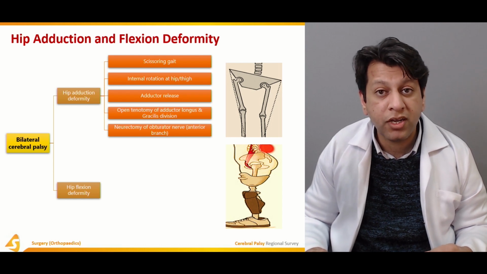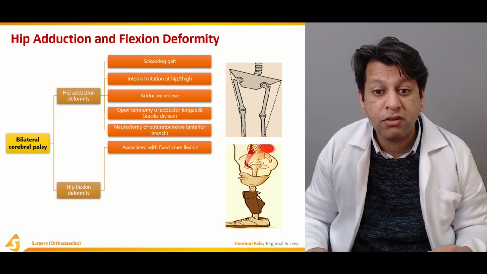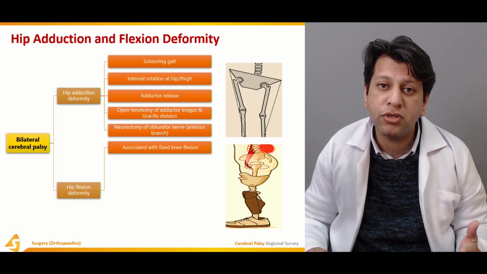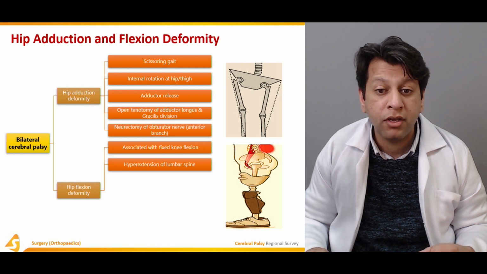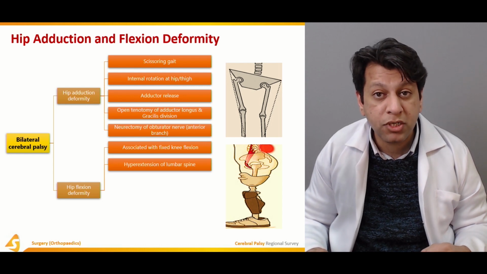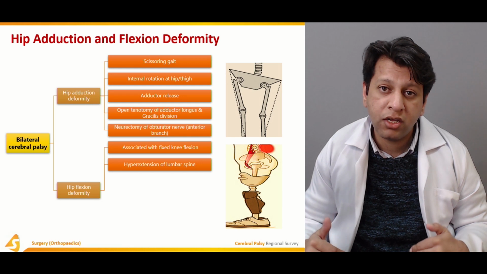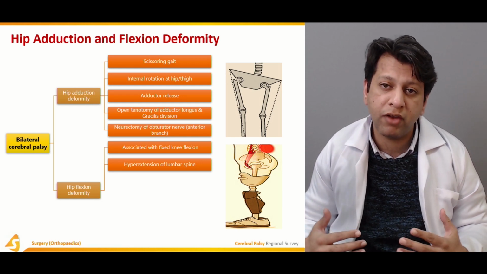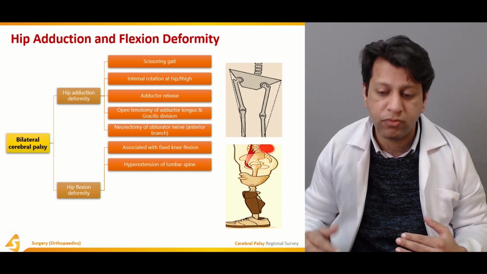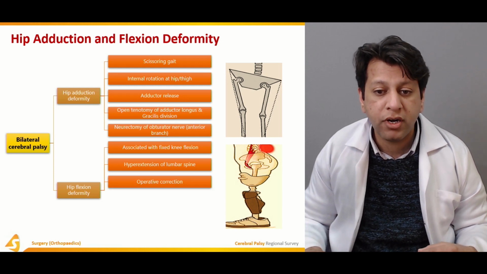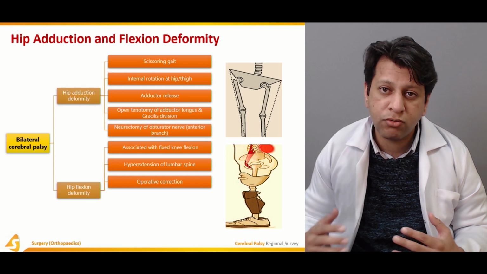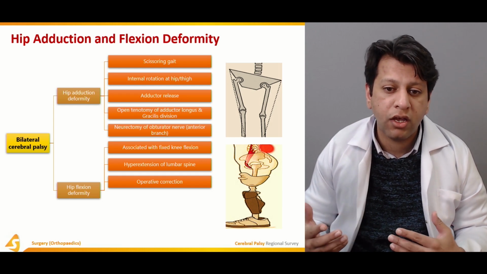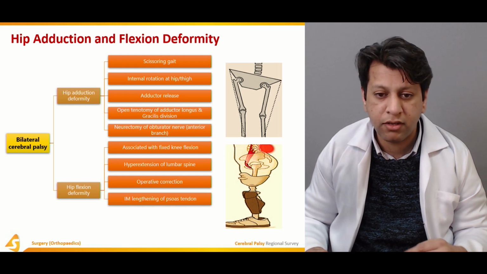Other is hip flexion deformity. The hip may be in flexion as well, associated with fixed knee flexion, or the knee may be normal but there are only associated contractions of the hip. There may be hyperextension of the lumbar spine, because now hip and knee are in flexed position. That would increase loads of the pelvis in such a way that there will be hyperextension of the lumbar spine. Operative treatment usually is done to release the hip and knee of the contractures, along with the correction of the hyperextensive lumbar spine.